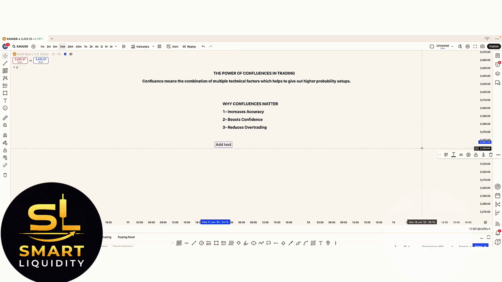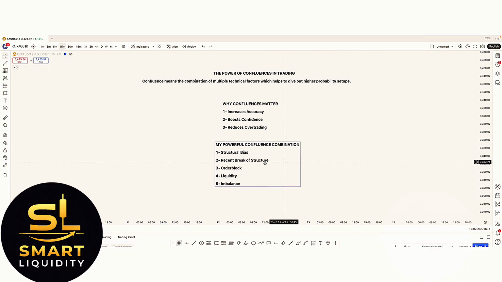So I want to quickly show you guys my own combination, the confluences I look out for whenever I take trades. You can see I named it my powerful confluence combination. The first one here is my structural bias, which we can also call market structure. I need to understand where the market is directed at. That is number one.